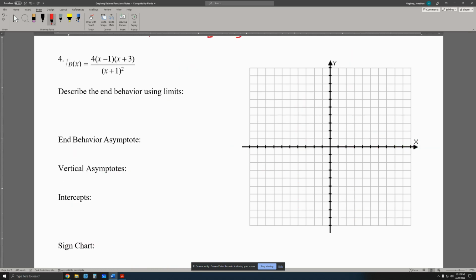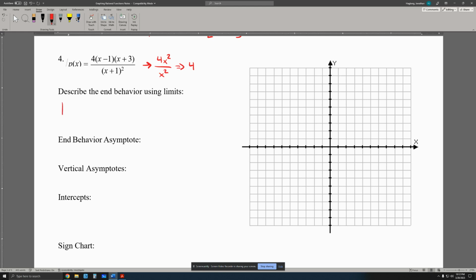All right, so let's try the last one for today. Here we have p of x. We're going to follow the end behavior. Dominant term of the numerator is 4x squared, and of the denominator we have x squared. So this is going to approach 4. These are equally weighted. They're both degree 2.